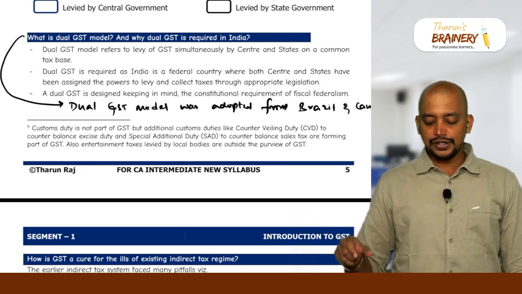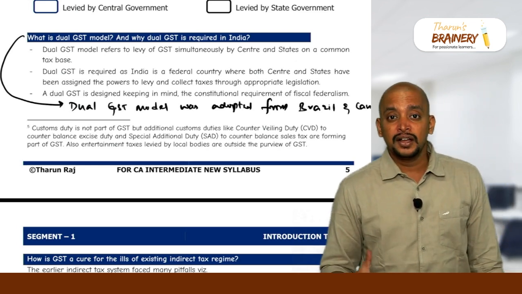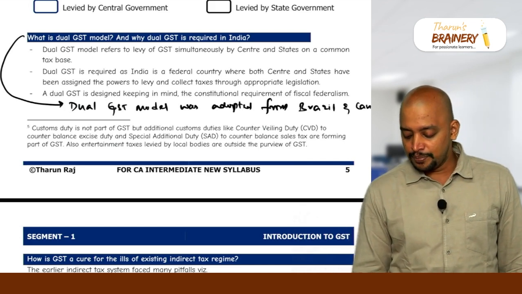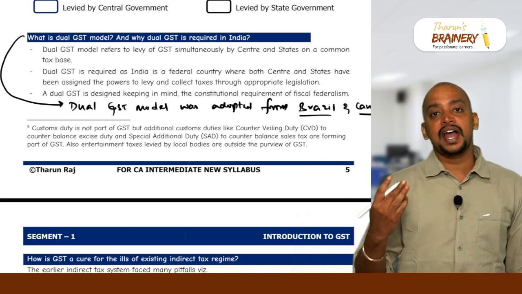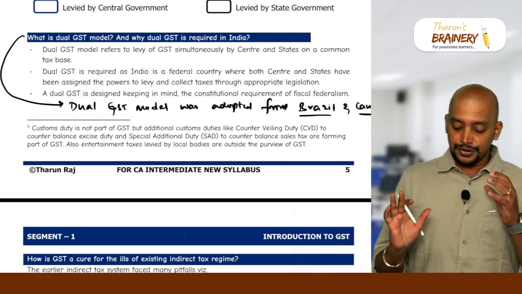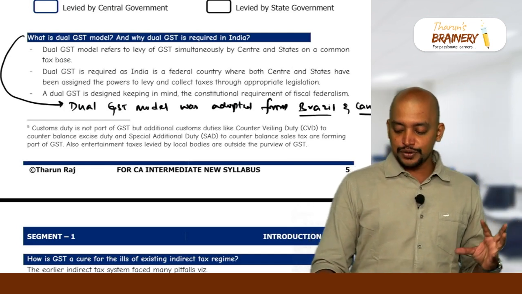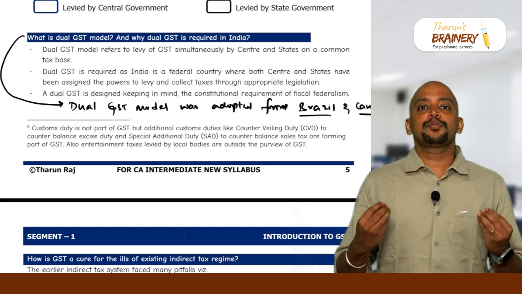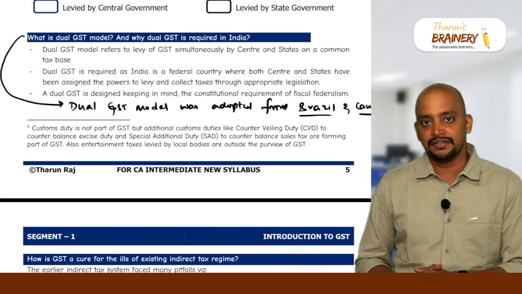Okay, so this dual GST model is not something which we only created. It was already there in Brazil and Canada, and we have adopted the dual GST model from Brazil and Canada. Okay, so that is with respect to dual GST model. So what is it that we have seen so far? How GST is formed, and what is the type of model of GST that we have in India?